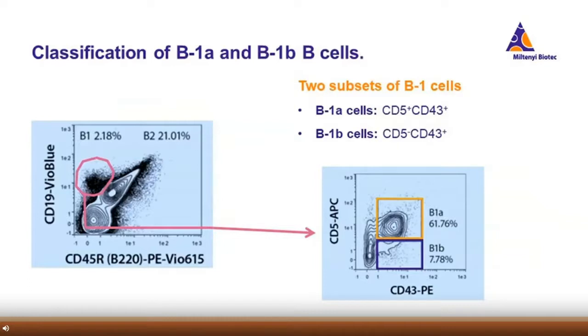So we're using the gate that I showed you before to look into the B1A and B1B cells by checking for the markers CD5 and CD43. As you see here, most of the B cells are CD5 positive, so most of them are B1A cells, so more than 60%. And another around 8% are CD5 negative and CD43 positive, so these are the B1B cells.